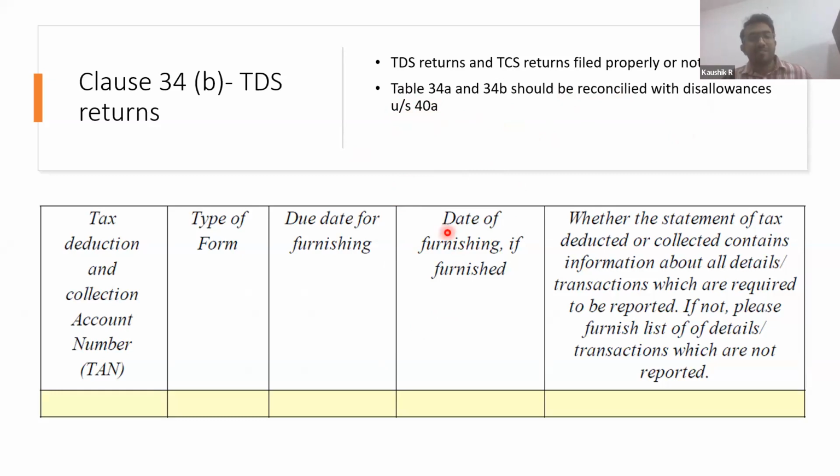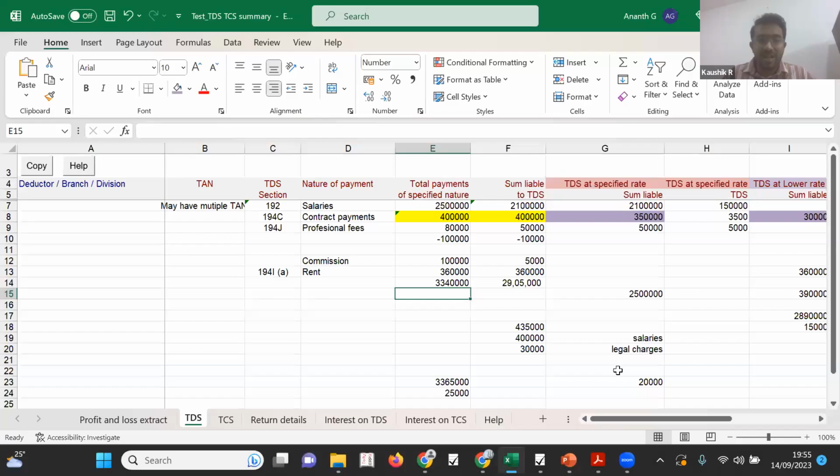And suppose there is some mistake in the TDS returns and the client is willing to make the corrections, well and good, then you can do it here. You can update the updated version or the revised return details here. Suppose the client is not ready to do the revisions, what will you do? You'll have to give a qualification here. You will start telling that the reported file is inaccurate. So what is being asked here?